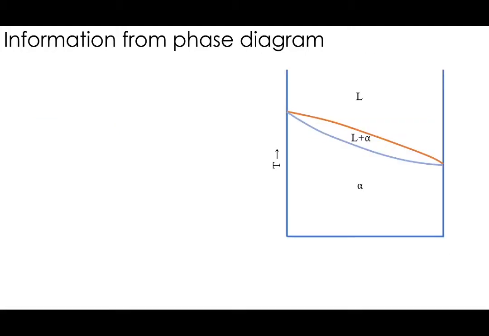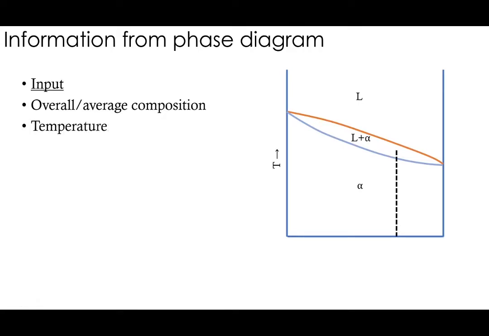This is one simple phase diagram, isomorphous diagram. So we have a liquid here and a solid here, and in between liquid and solid we have this two phase region where liquid and solid coexist. Okay, we have this y axis of temperature and x axis of composition. I did not label it, it's okay. So the input here is overall average composition, which is this one, and the temperature, which is this one, and the output is what phases. Let's say at this point we have two phases, L and alpha.